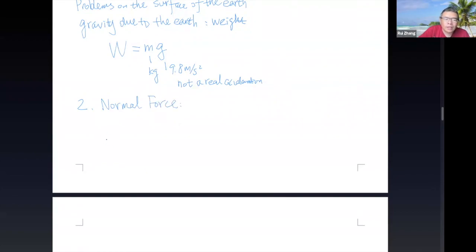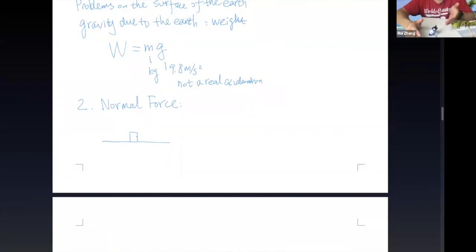So in this case, let's consider an object. You put an object on the surface. This could be anything. Like in my case, if I put this object here, as you can see, this object right now is staying at rest. There's no motion on the object. The object does not go anywhere, so it's staying at rest.